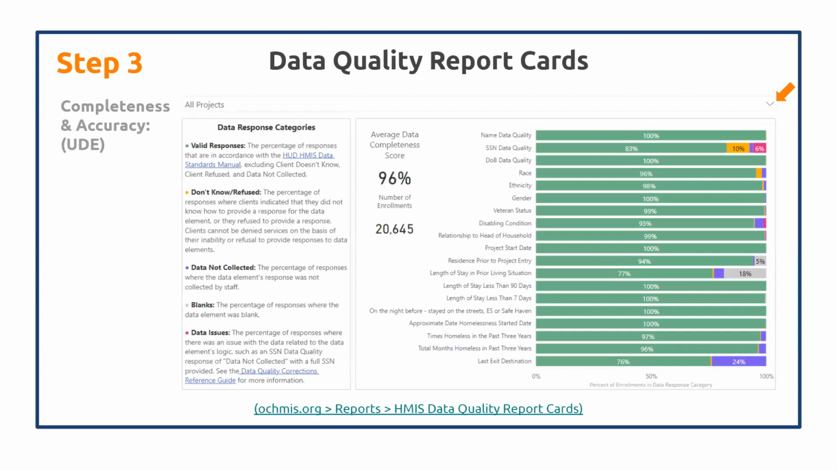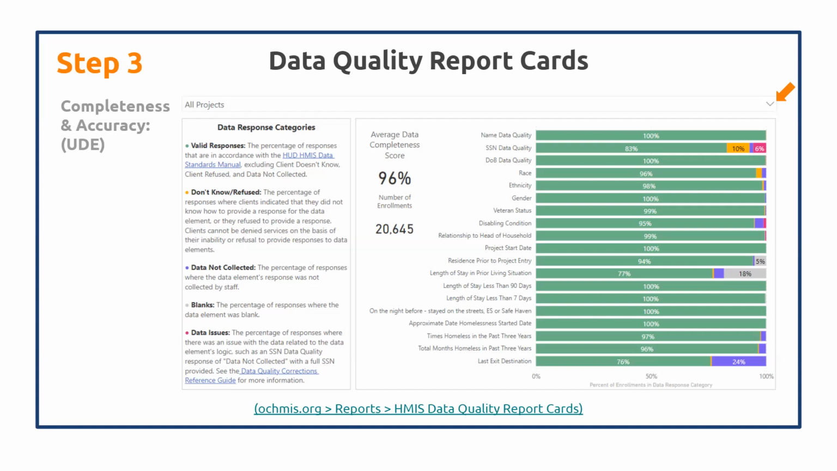The last step is to publish the data quality report cards. You can see on this report, it's showing the completeness and accuracy of the universal data element. On the left side, you'll see the list of data elements, and on the right, you'll see a percentage of the quality of the data responses. Green represents all valid answers, pink represents data accuracy errors, and so on.